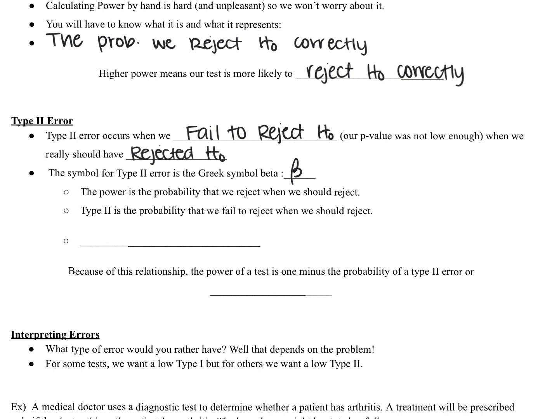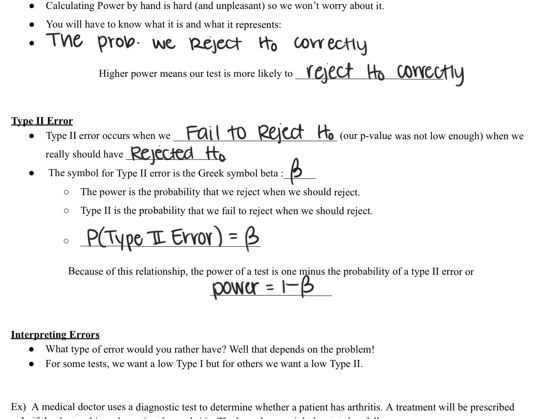So just kind of review. The power is the probability that we rejected when we should have rejected. Type 2 is the probability that we failed to reject when we should have rejected. And then the probability you make a type 2 error is equal to beta. So because of the relationship that exists between power and type 2, that tells us that power is equal to 1 minus beta.